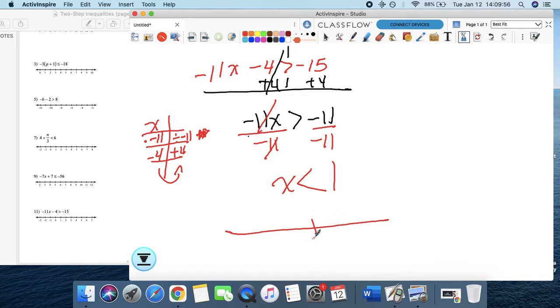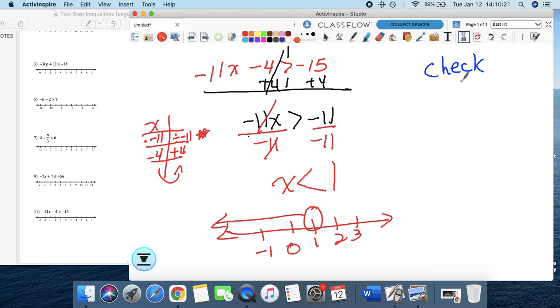Graph it. So circle on top of the 1. Shade, no, because 1 is not part of the solution, and we point that way because we want every answer less than 1. And notice that we have my favorite number, 0. So 0 is part of the solution, so I'm going to check.